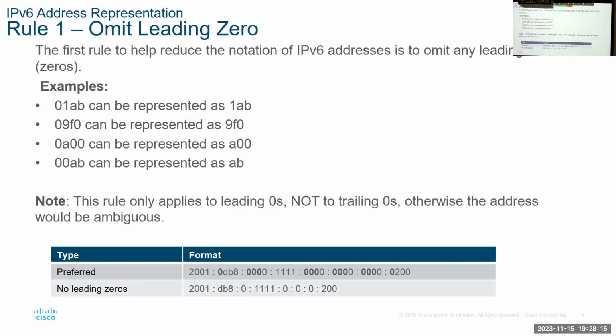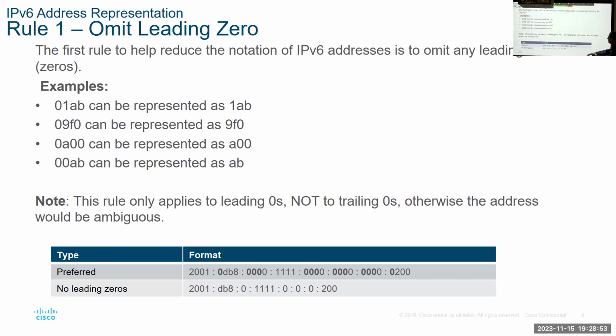You don't need leading zeros. So 01AB can be just 1AB, and 09F0 can be 9F0. Obviously, it only applies to leading zeros, not trailing. You can't cut off the zeros after the A or after the F, because that changes the number. But just like in writing decimal numbers, no one puts leading zeros in front of a number, unless you, for some reason, want everything to line up in a spreadsheet or something.